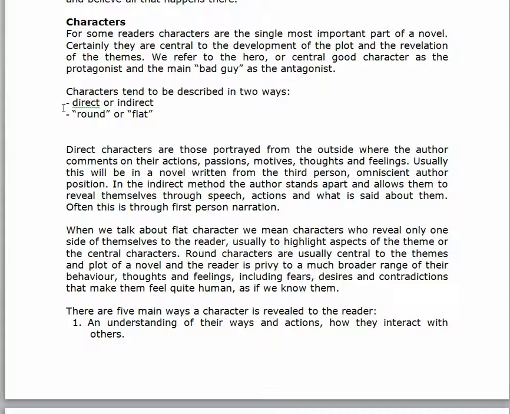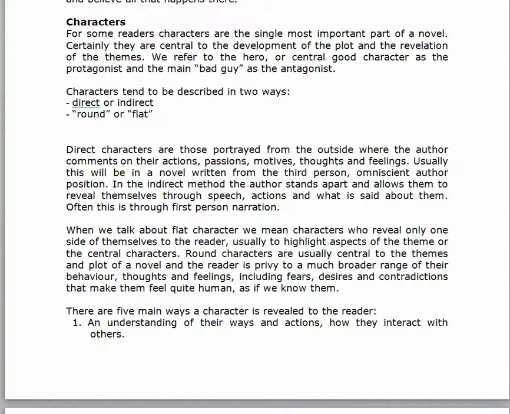Some characters we can say either direct or indirect, and the indirect is when they are allowed to reveal themselves. We don't get any description of them or little description about them, and indirect characters are often those that tell their own story. They are the narrator. Direct characters is when the author describes them, where we get to know them through what is said in the novel. So I would say probably that Scout would be an indirect round character, because we hear about Scout from herself.